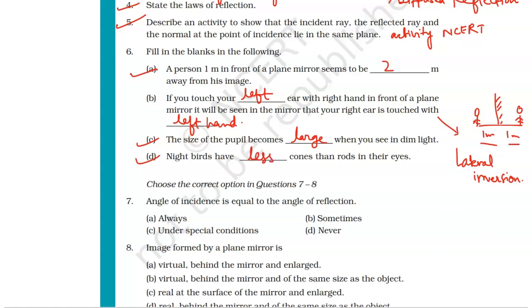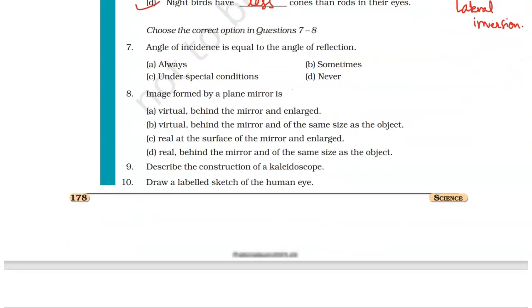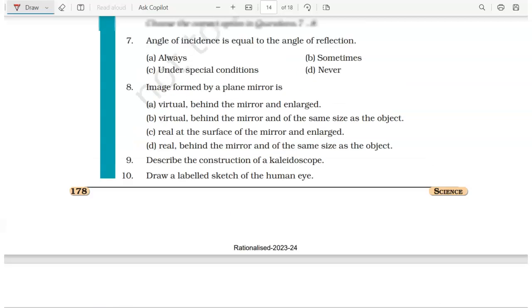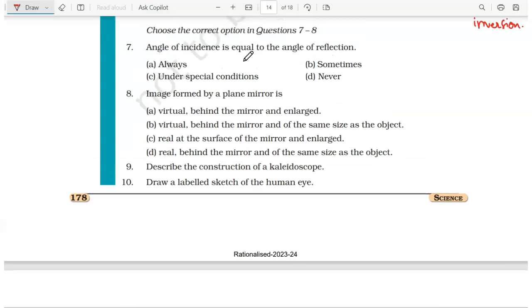Now, question number 7. Angle of incidence is equal to the angle of reflection: always, sometimes, never, under special conditions. This law will be obeyed always, whether it is diffuse reflection or regular reflection. So the answer will be 7A.